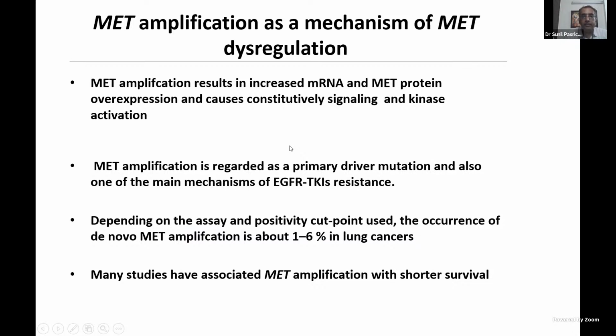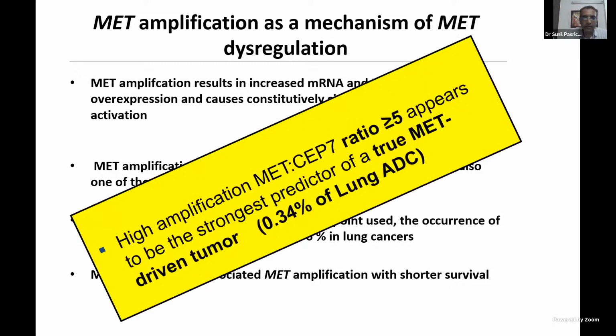So MET amplification is also a mechanism of MET dysregulation. MET amplification results in increased messenger RNA and MET protein overexpression and causes constitutive signaling and kinase activation. MET amplification is regarded as a primary driver mutation and also one of the main mechanisms of EGFR TKI resistance, depending upon the assay and the positivity cut point used. The occurrence of de novo MET amplification is around 1 to 6% in lung cancer, and many studies have associated MET amplification with shorter survival.